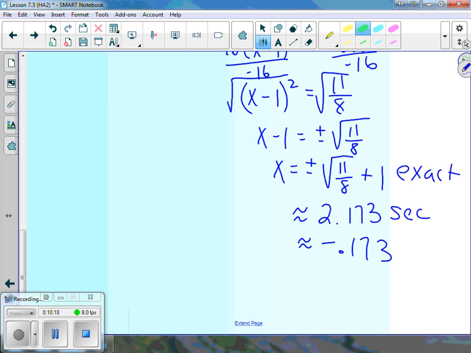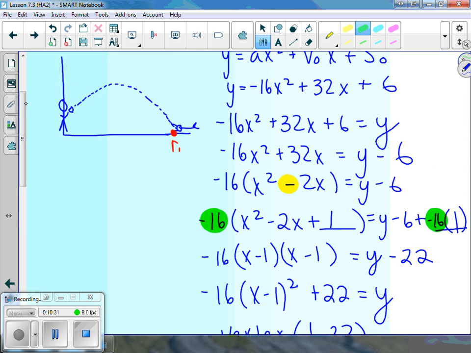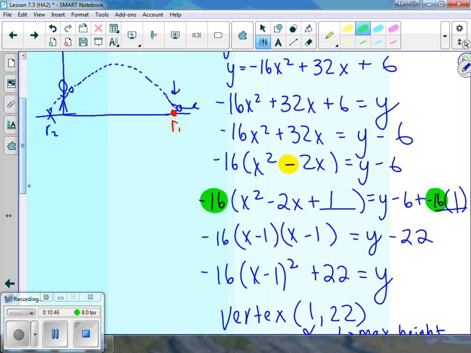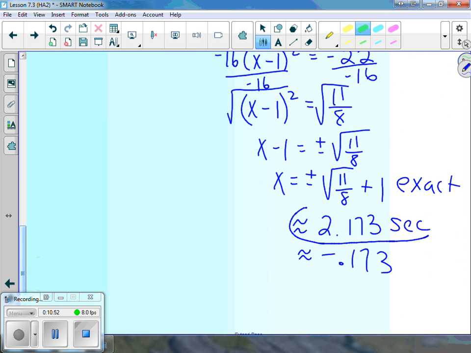Now we have two roots, but only one actually makes sense for the final answer for this question. The question was, how long is the ball up in the air? Obviously, we're looking for the positive root. The negative root is actually back here. We don't want that root. This is your R2 over here. We want this root right here, which is an x-intercept, which is when y equals 0, so the ball is pretty much at the ground. And we know that our final answer, therefore, appropriately would be 2.173 seconds.